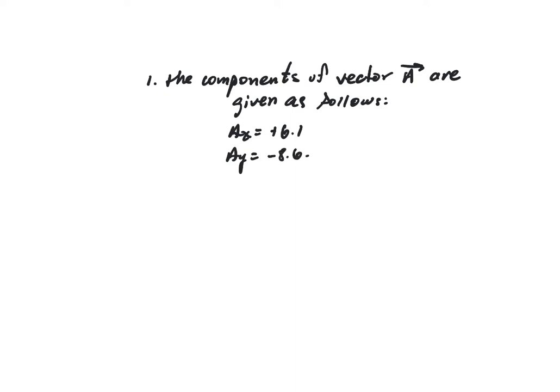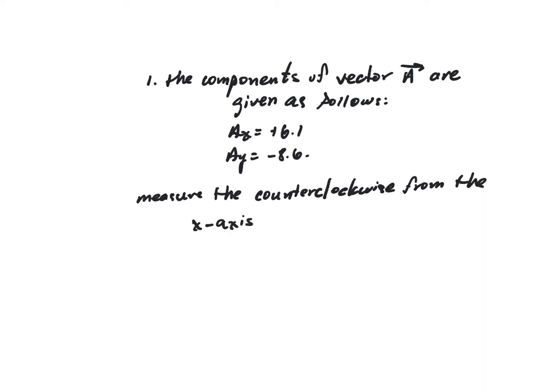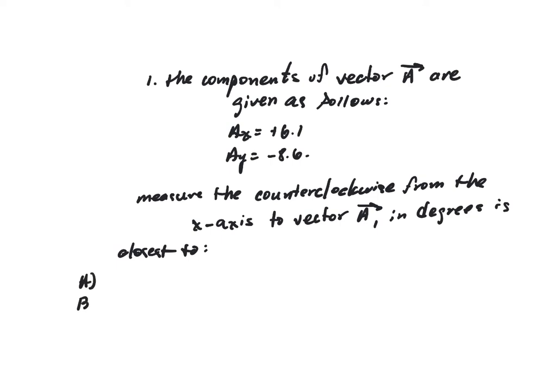Now it's asking us to measure the x axis to vector A, in degrees, is closest to. So our options for A, B, C, D, and E.